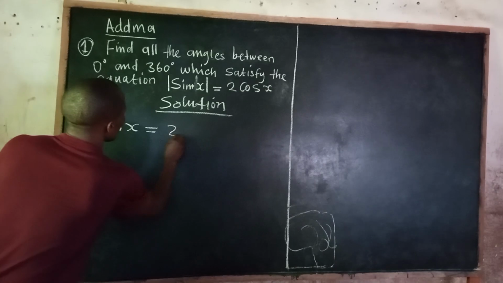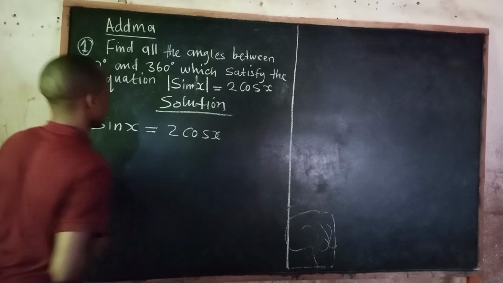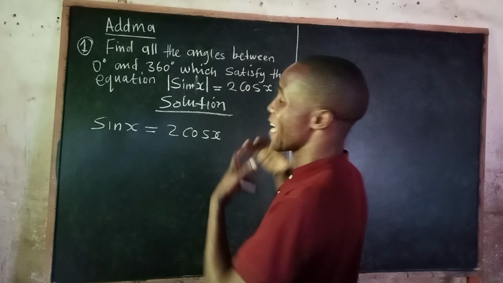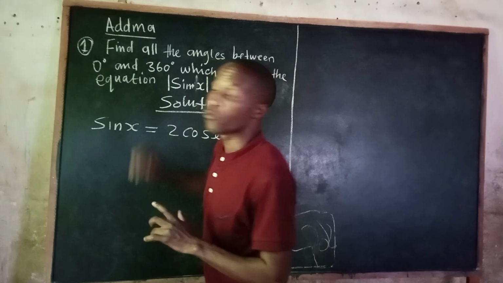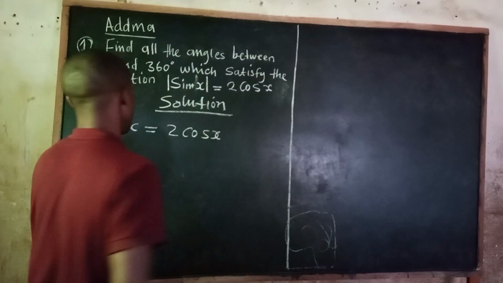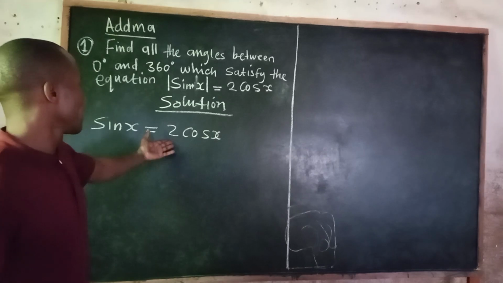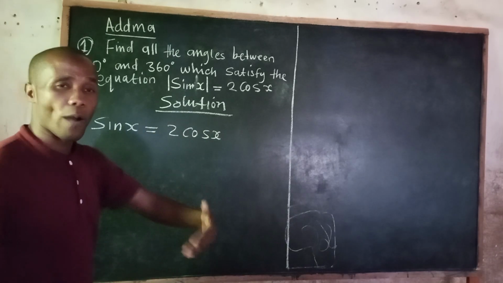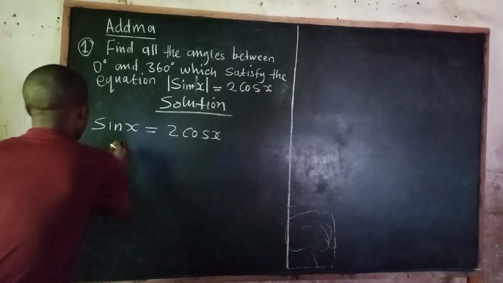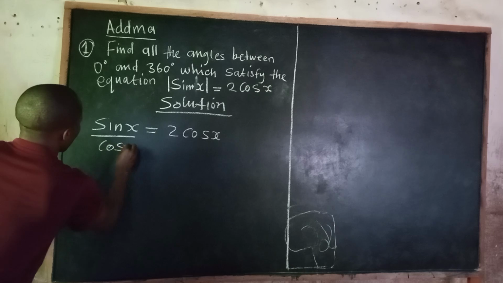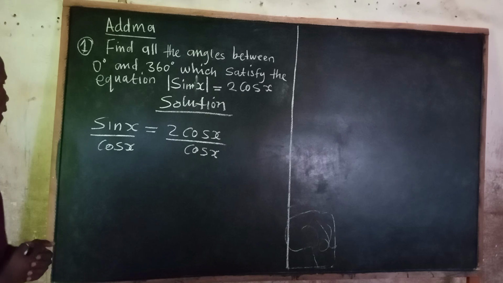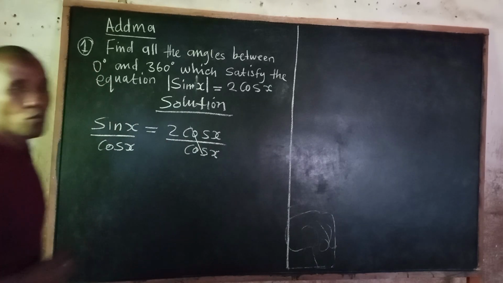is equal to 2 cos x. Now the idea is we want to find the angle which ranges from 0 up to 360. How are we going to do that? What we are going to do is make sure we just deal with the 2 which is there. It means we are going to divide both sides by cos x. So cos x over cos x, and this will cancel.